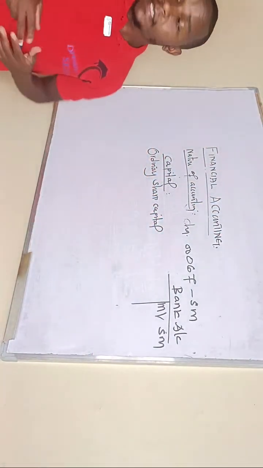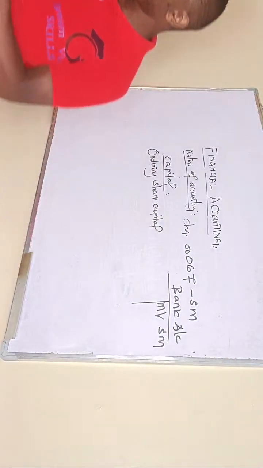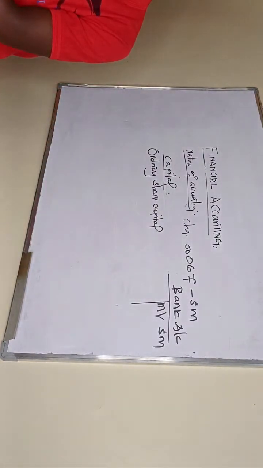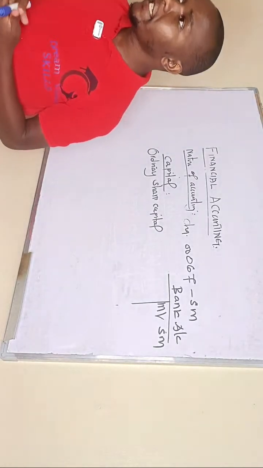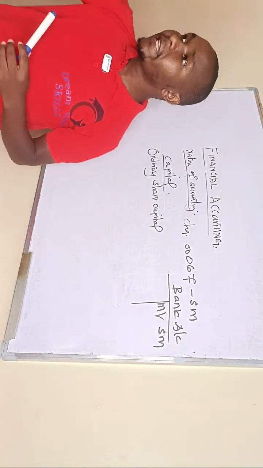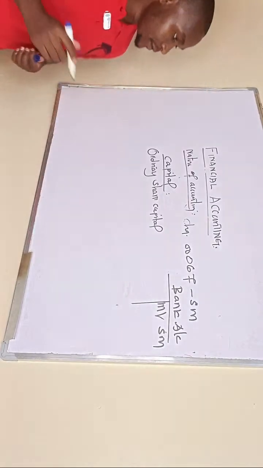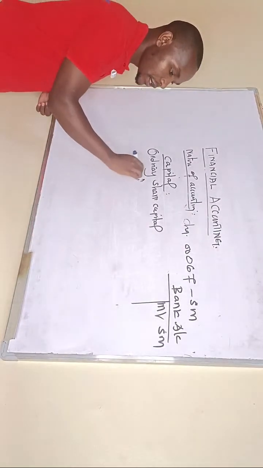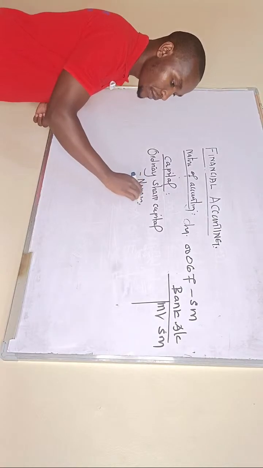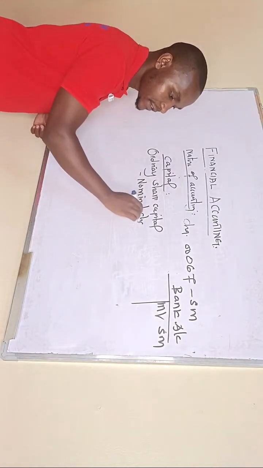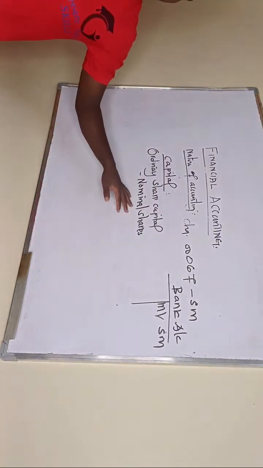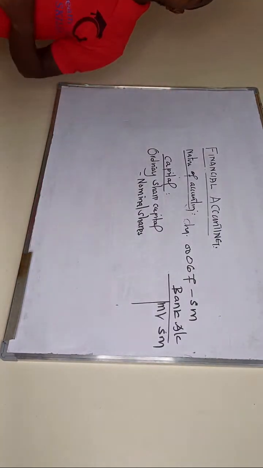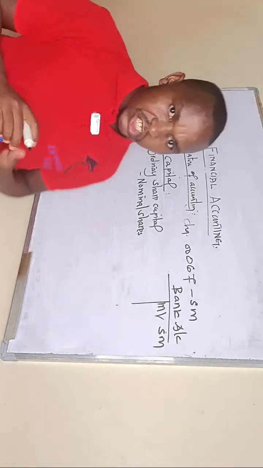For example, in Kenya, if you register a company, we have what is called nominal shares. These nominal shares, I think in Kenya, are about 1,000 per share.